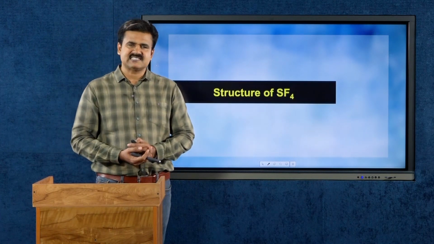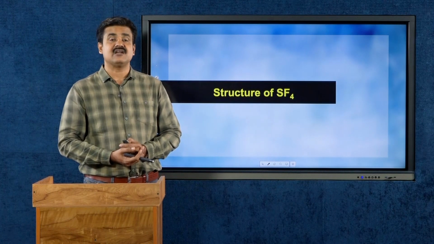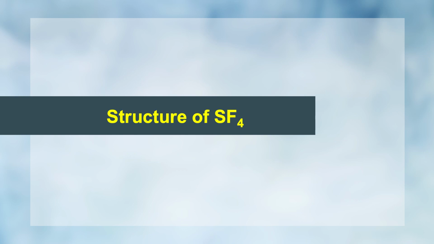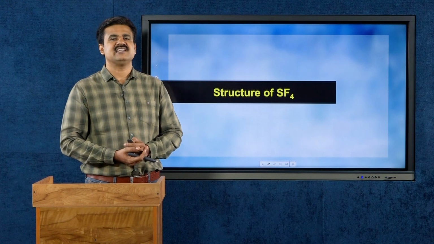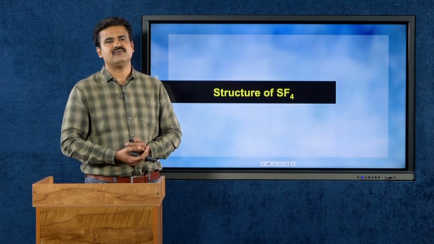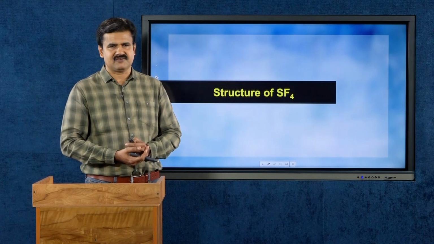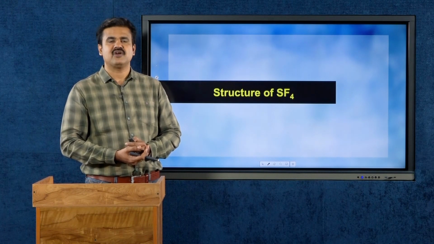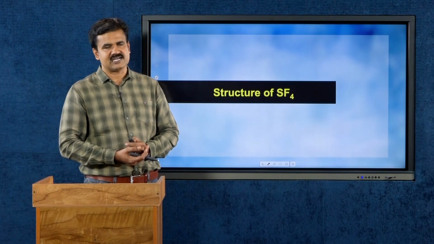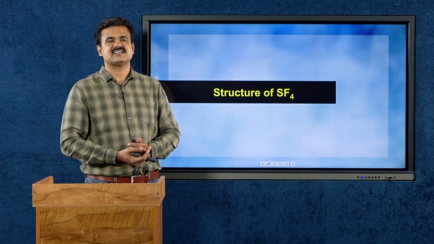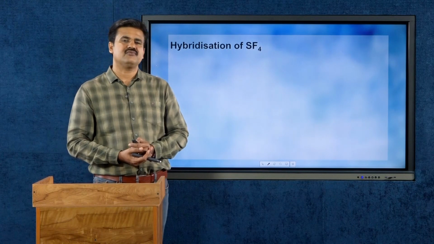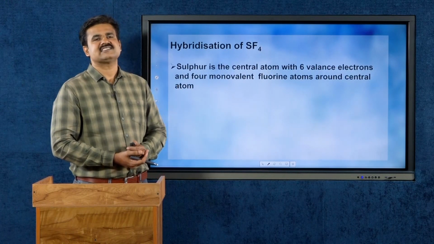Now we are discussing some selected sulphur fluorides. First of all, we are taking the structure of sulphur tetrafluoride. As the name indicates, this is a tetrafluorine compound of sulphur with the central atom sulphur. Sulphur is bigger in size and small in number, so it can be considered as the central atom. And here there are 4 fluorine atoms. In order to establish the structure of the SF4 molecule, we have to first look into the hybridization of the SF4 molecule. Sulphur is the central atom.